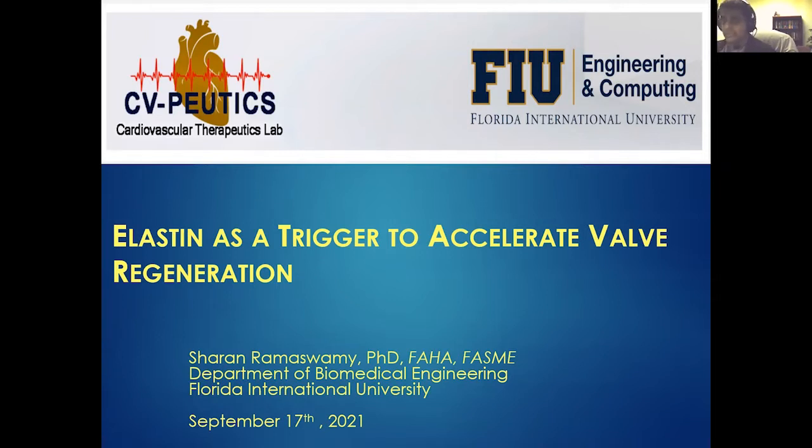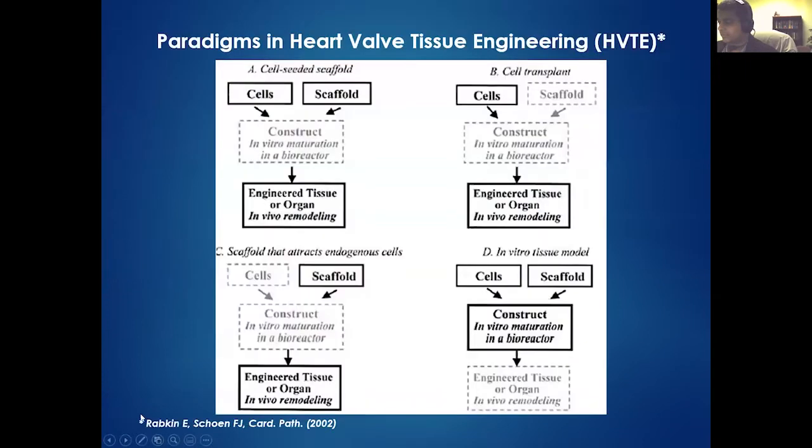So moving on to the next slide. Now, there are a number of different approaches in heart valve tissue engineering. Some involve the usage of cells and scaffolds. In other cases, only cells are used, although that's not very prevalent anymore, given that there have been a lot of limitations with solely using cell therapies. But in other cases, a scaffold that has certain properties to hopefully promote cell migration into the scaffold and then hopefully have endogenous cells facilitate regeneration on the scaffold is another procedure.